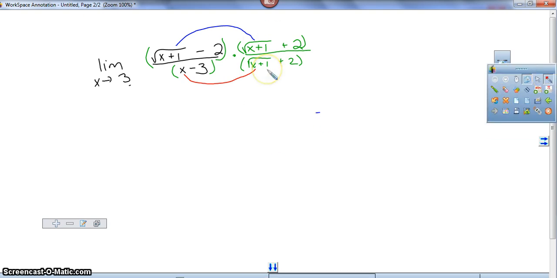Okay, so we're using the conjugate, and like I said, we're going to multiply by that conjugate. I already have arrows in here. But when I multiply, the denominator I'm not really going to do much with.